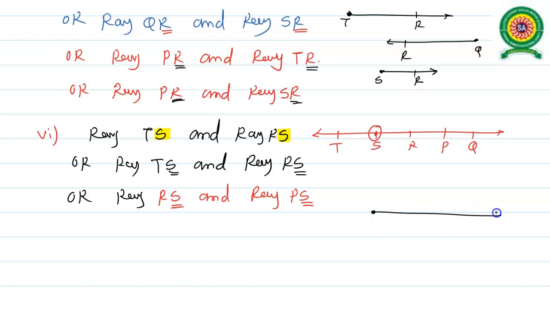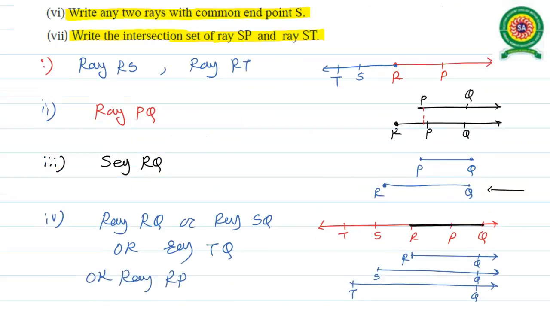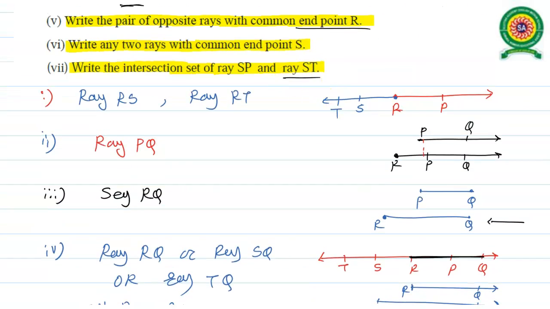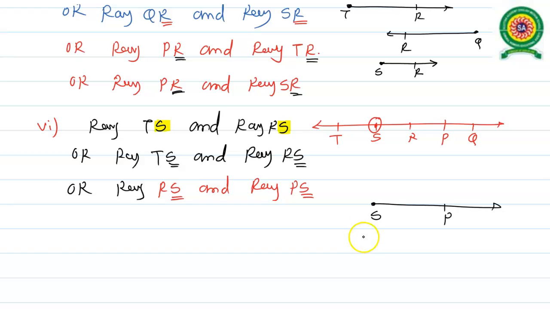So starting from S, it has a non-terminating point P, and the second ray we have is ray ST. So look at ray ST now, S to T. Both are directed in opposite directions and have the same common starting point. So the intersection of them becomes a null set. You may write it as phi.